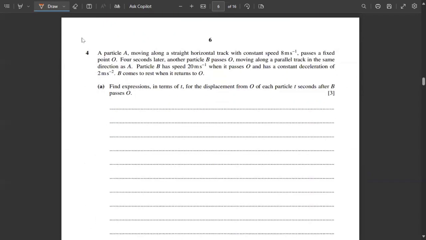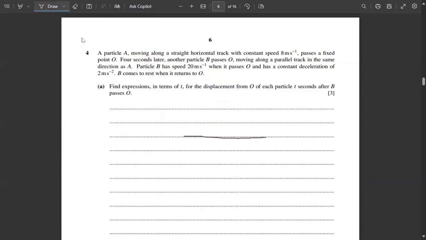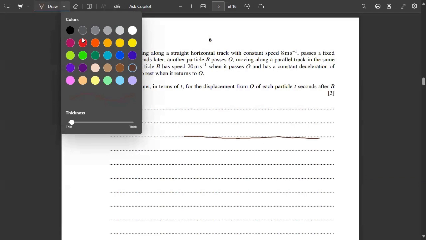Now let's move to the fourth question. Particle A moving along a straight horizontal track. Let us make the straight horizontal track with a constant speed of 8 meter per second. Now there are two things to find out here. One second, what is happening?